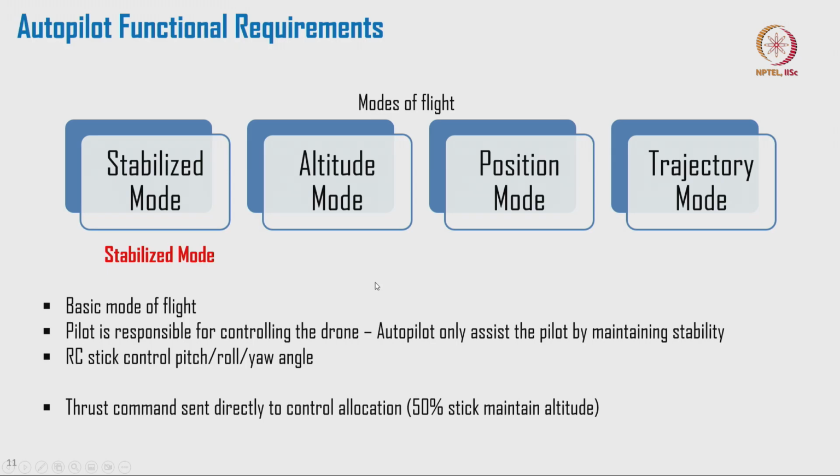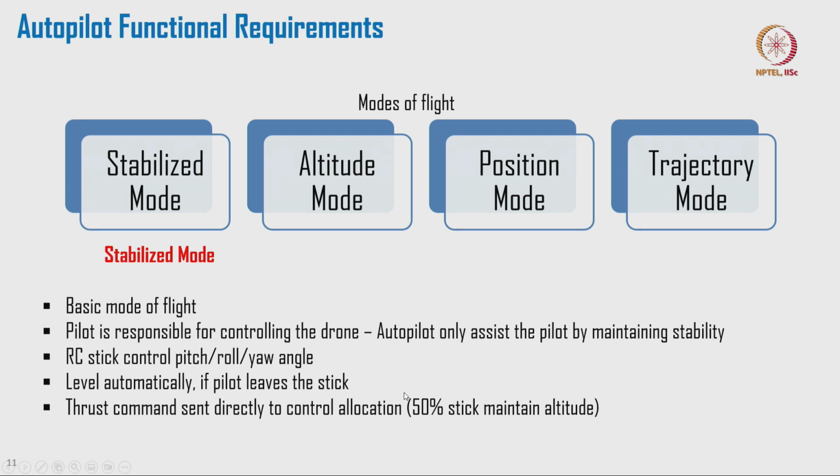Now RC stick, basically the pilot stick is responsible for pitch, roll, yaw, the level automatically, right, if pilot leave the sticks. So what is happening here? The pitch, roll, yaw is controlled by him. He leaves the stick wherever the attitude is, whatever the attitude, it just comes back and stays there, right? What is required? The thrust command sent directly to the control allocation. There is no vertical velocity control here, no altitude control here. Whatever the stick command which goes directly to the control allocation.